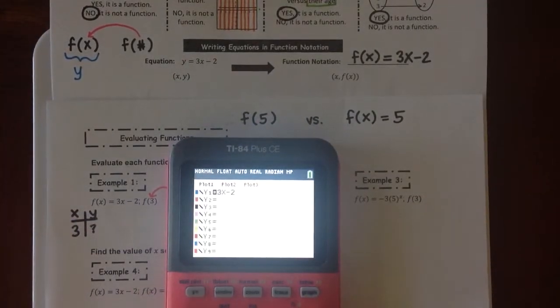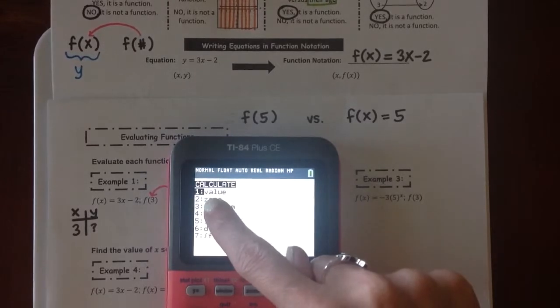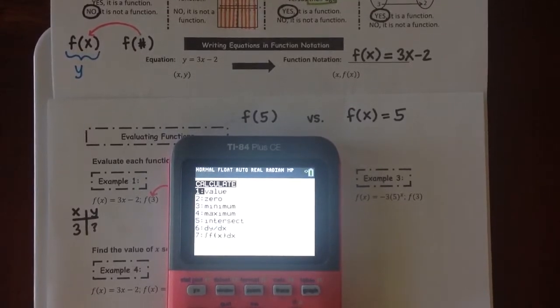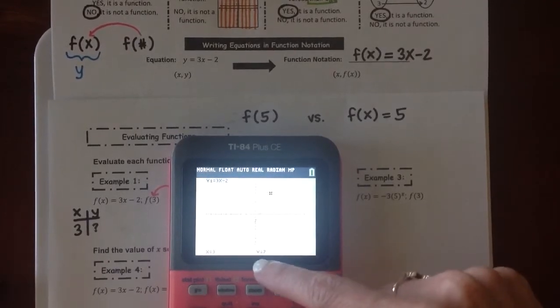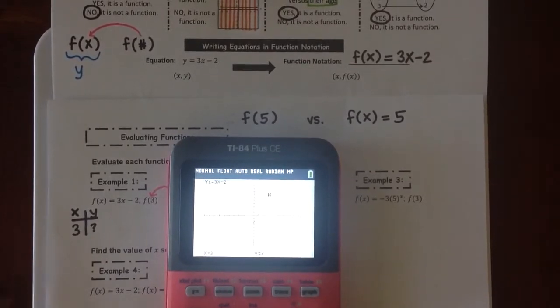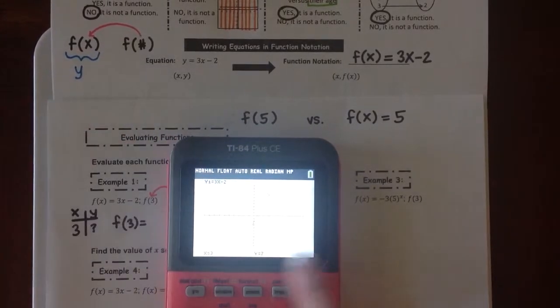So we're going to go back to y equals, and press second trace from the y equals screen, and press option 1 for value. It's going to graph your equation, so you want to let that graph happen. And then if you look here, it says x equals, and it's blinking. It's saying, hey, tell me your x value. Now you can type in any x value you have, and it's going to give it to you. So f of 3 is equal to a y value of 7.